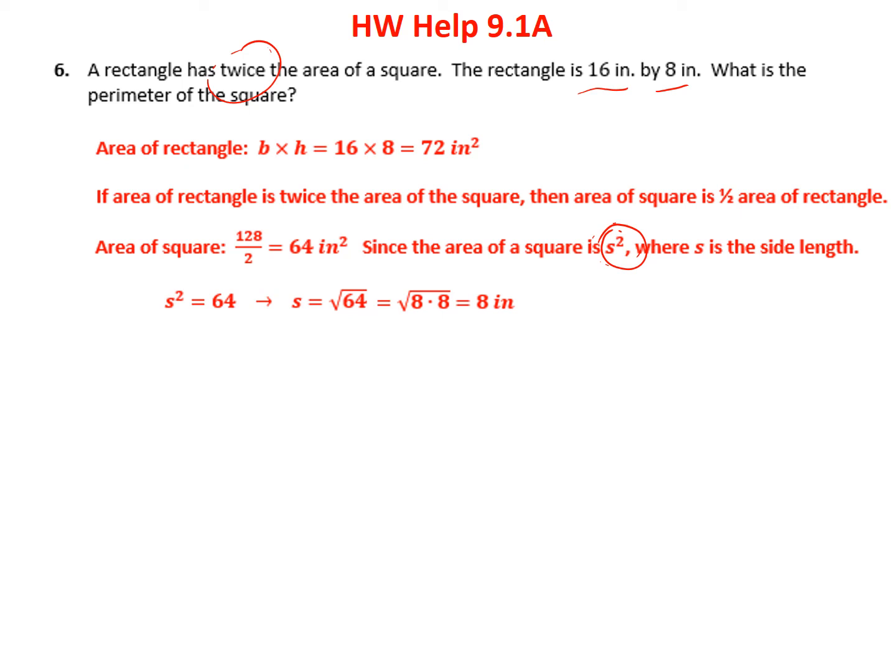We were asked to find the perimeter. So the perimeter is going to be the four sides of the square added up, 8 plus 8 plus 8 plus 8, or you could say 4 times 8, or 32 inches is the perimeter of the square.